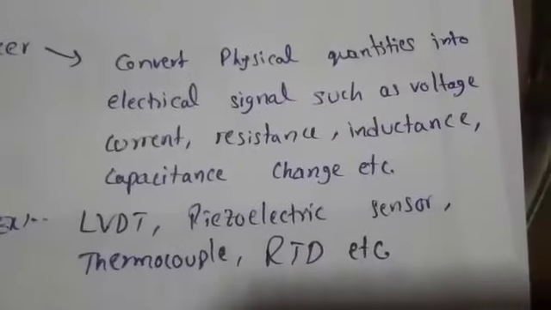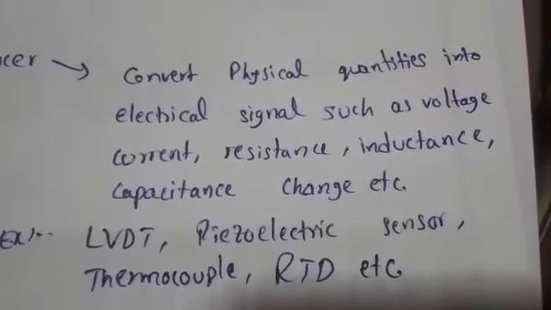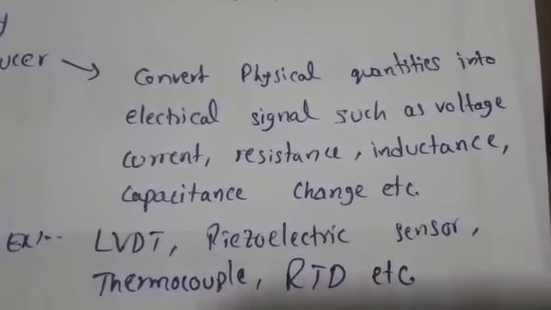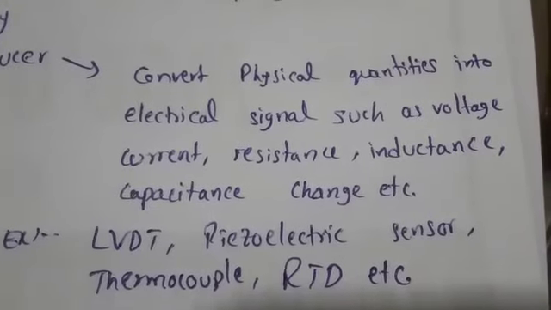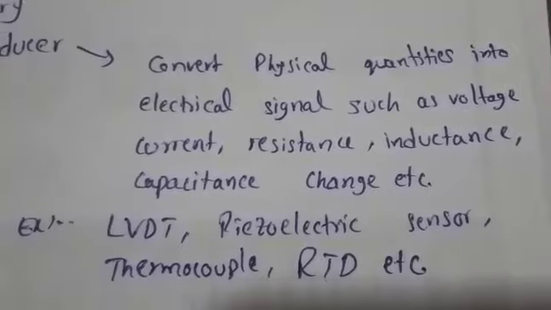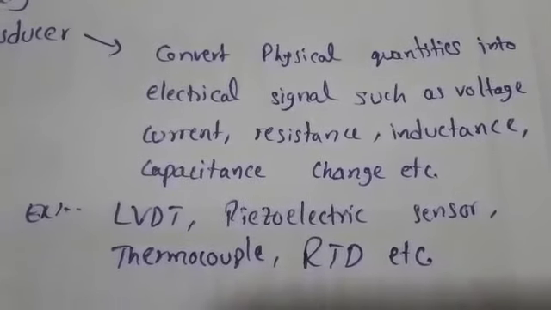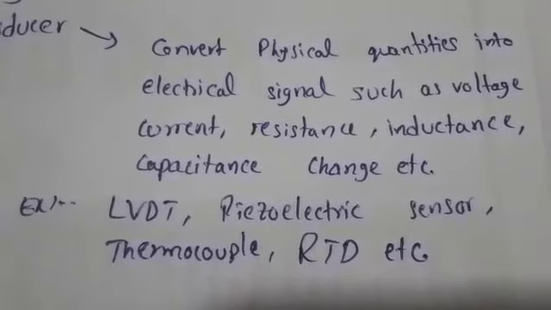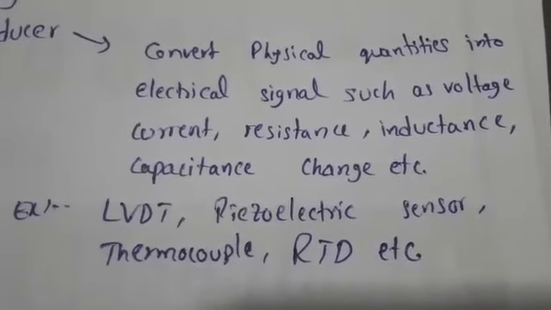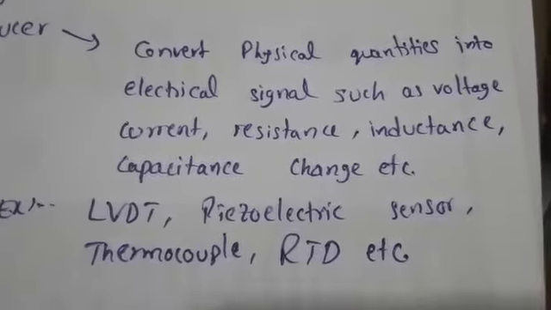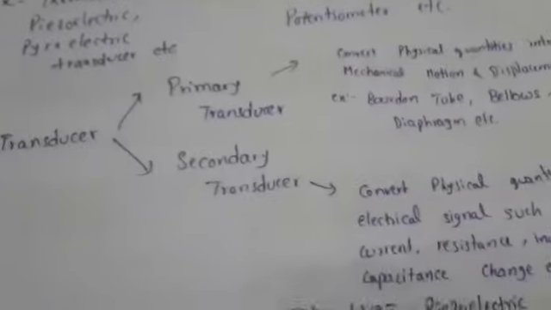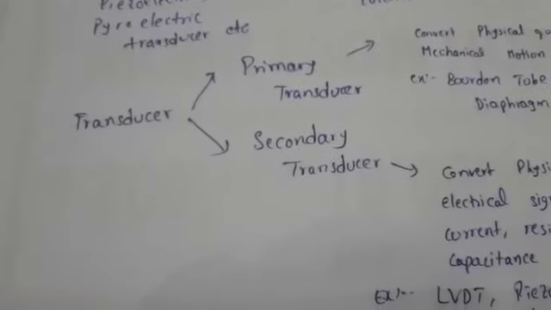The second one is the secondary transducer. They convert the physical quantities into electrical signals such as voltage, current, resistance, inductance, capacitance change, etc. Examples are LVDT, piezoelectric sensor, thermocouple, RTD, etc. So these are the examples for secondary transducers.